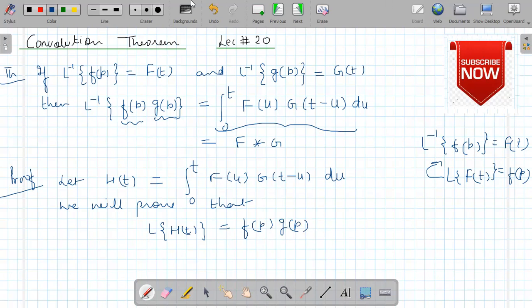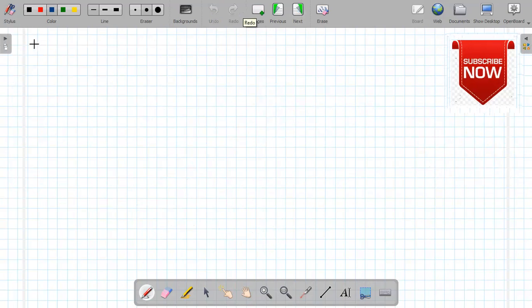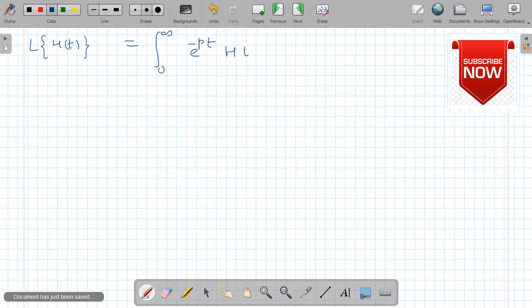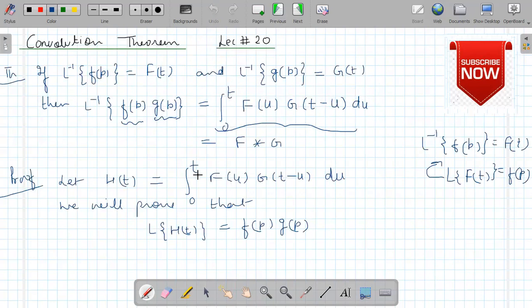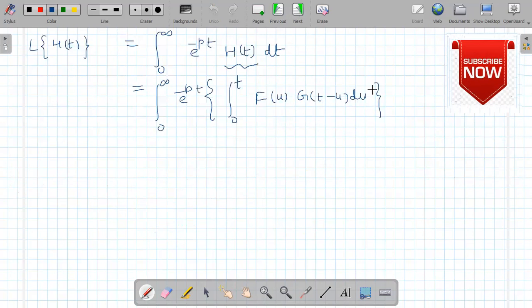So let me start from h(t). Laplace transform of any function is defined as integration 0 to infinity e raised to power minus pt f(t) dt. Here f(t) is h(t), so I put h(t) here and dt. Now we substitute the value of h(t) here: 0 to infinity e raised to power minus pt, integral 0 to t f(u) into g(t minus u) du. This is the value of h(t). We had assumed this expression as h(t), so we have substituted its value inside this bracket, and this is dt. Okay, so mark this as equation number 1.